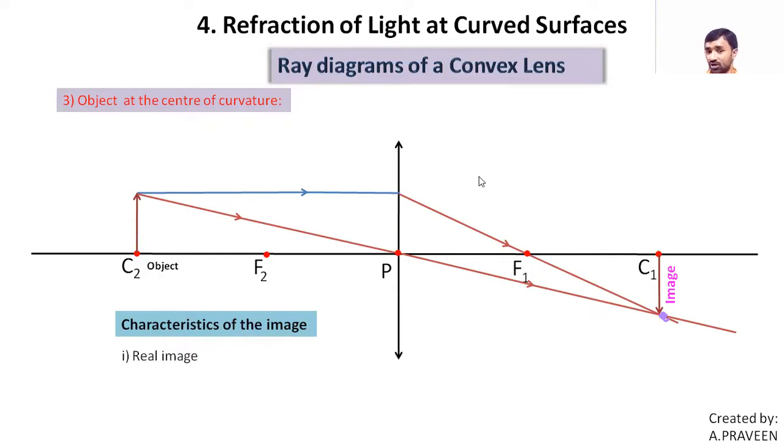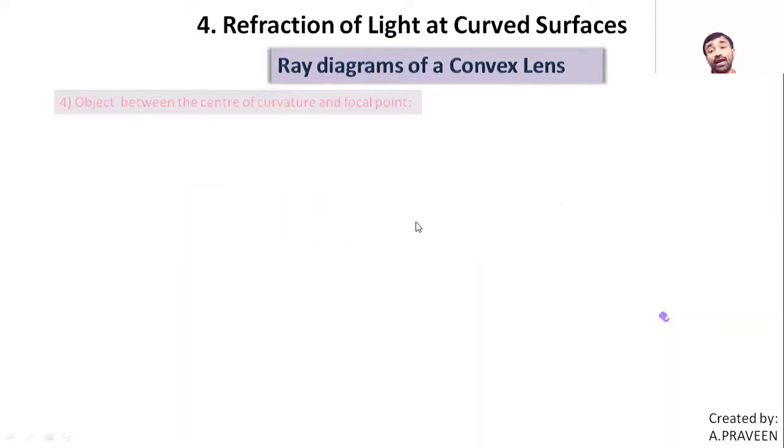Then a real image is always inverted, or you can observe in this diagram also it is placed opposite to the object. Then position exactly, size same. Right? So these are the characteristics. Next position is object in between focus and the center of curvature. Focal point and center of curvature, whatever it may be.